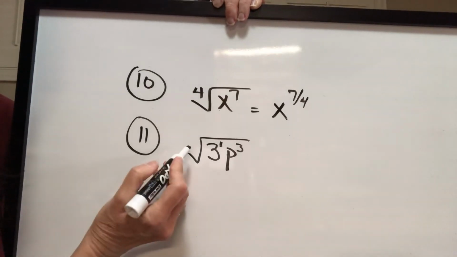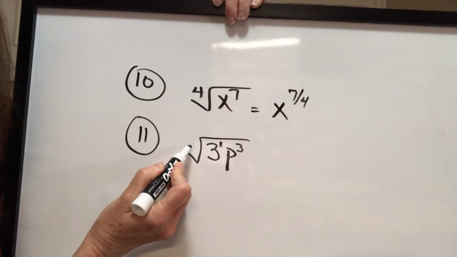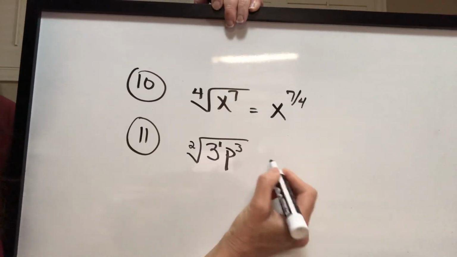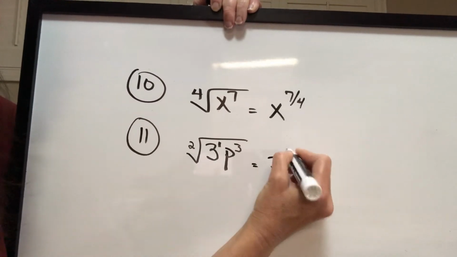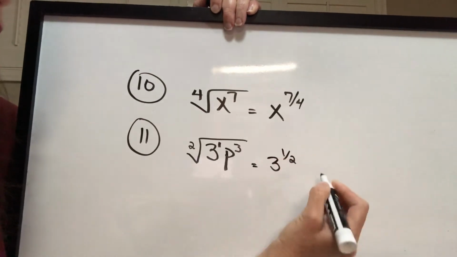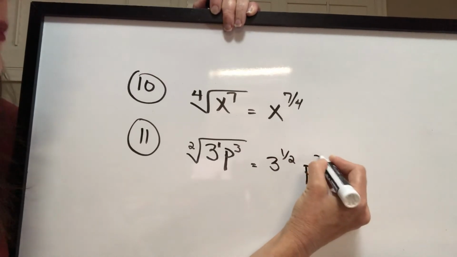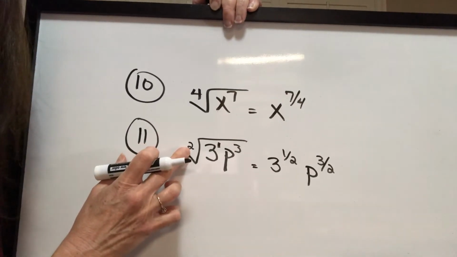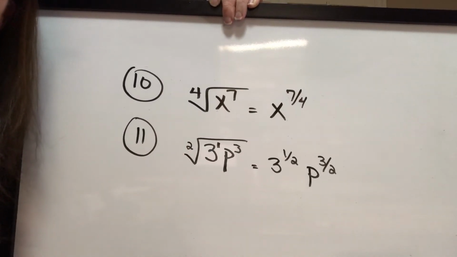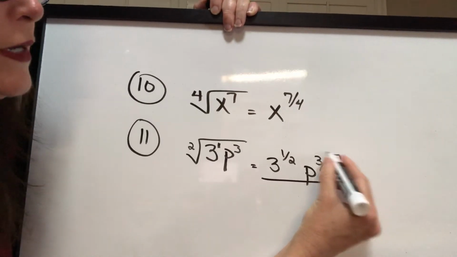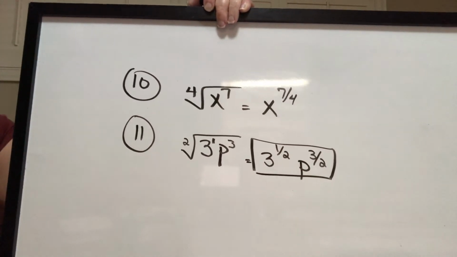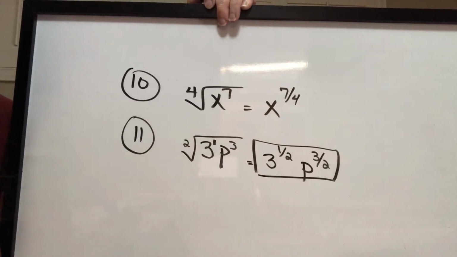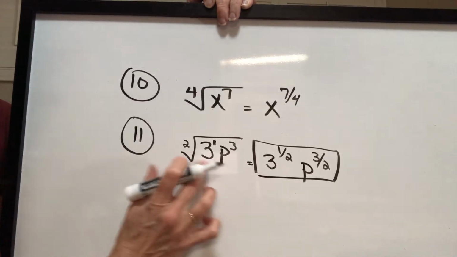And then even though we don't see a number for the root, that's a square root, so that implies that it would be a 2. So the 3 would have a power of 1/2, and the p would have a power of 3/2. Remember, the 2 comes from the fact that it's a square root. So this would be your answer for number 11. So notice that they don't have the same exponent, and that's okay because they didn't have the same exponent back here.